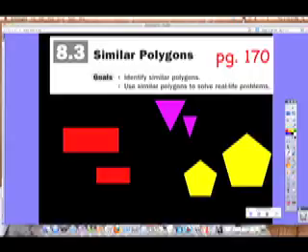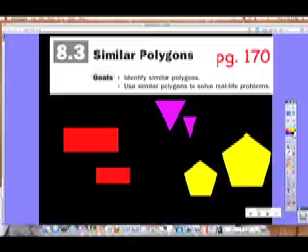Polygons, you can split it into 2 different words. Poly. Does anybody remember what poly stands for? Allie, do you remember? Many. Poly means many, more than one, like Moot said. Gon, G-O-N. Does anybody remember what gon means? Allie, keep going. Sides. Many sides.